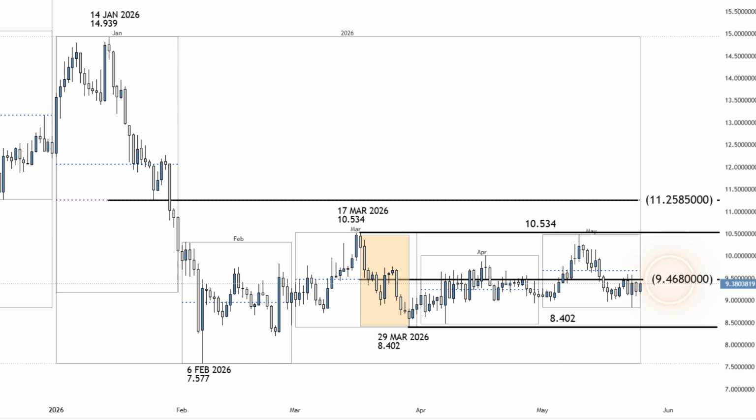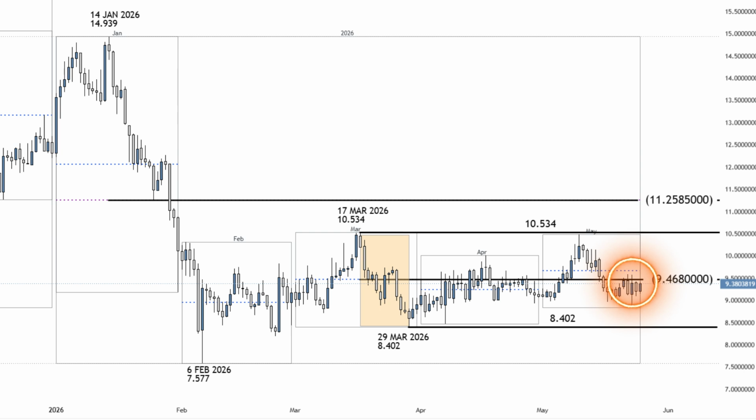One final thing we need to add is the midpoint of that March range, which comes out at 9.468. Now this is where the chart becomes very interesting. We can clearly see that AVAX live price action continues repeatedly hitting its head against the underside of that 9.468 midpoint. That level is effectively becoming the battleground between buyers and sellers.